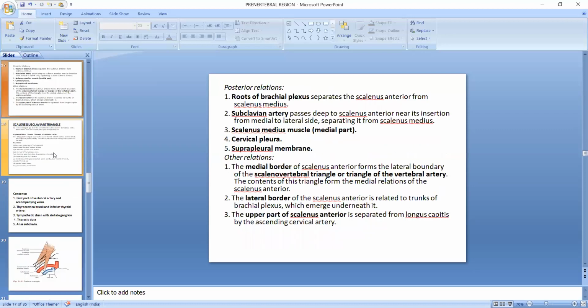Posterior relations: the roots of the brachial plexus, subclavian artery, scalenus medius muscle, and cervical pleura and suprapleural membrane. Other relations: the medial border of the scalenus anterior forms the lateral boundary of the scalenovertebral triangle, or triangle of the vertebral artery. The lateral border of scalenus anterior is related to the trunks of the brachial plexus, and the upper part of the scalenus anterior is separated from longus capitis by the ascending cervical artery.